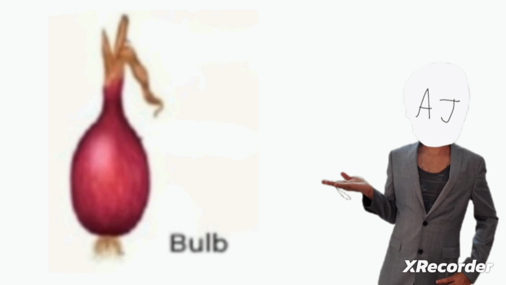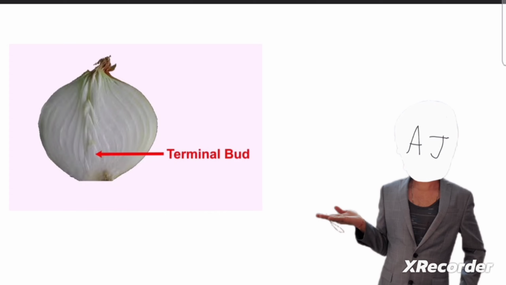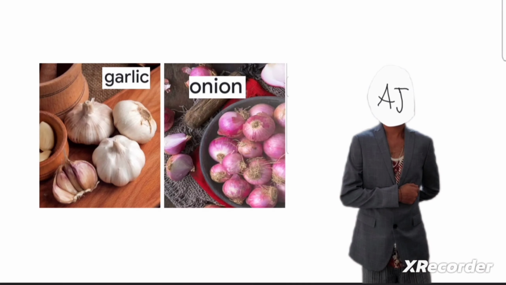Lastly, we have bulbs, which are disc-like and store food in their fleshy leaves, of which they have two types, fleshy leaves and scaly leaves. Part of the stem has a terminal bud, which is covered by many of its leaves. Examples of these are garlic and onions.